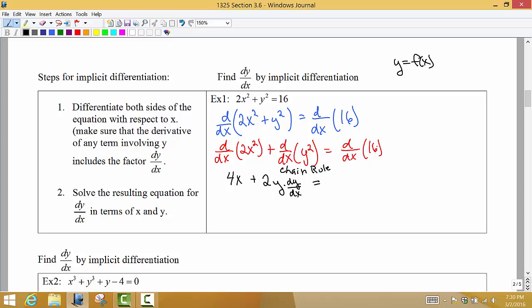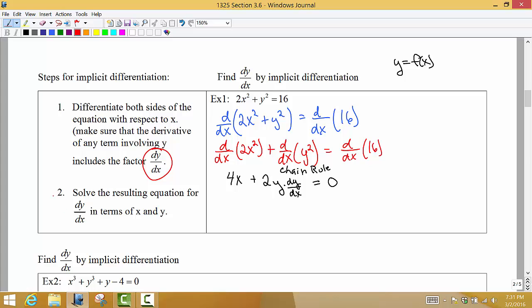Equals, well, the derivative of a constant. There's no x there. There's no change. This is like a horizontal line. Once again, the same thing we've always done: taking the derivative of a constant, we get 0. So we're taking the derivative, but anytime we're dealing with a function or a dependent variable, we are going to include one of these factors, dy/dx, as the derivative of the inside function.